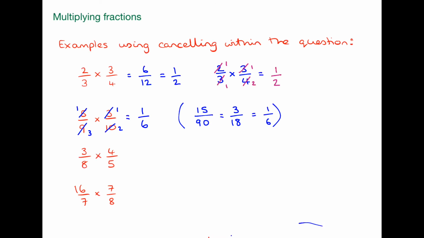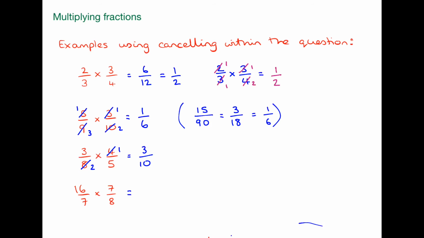So 3/8 times 4/5. So within each fraction, there is no cancelling. So we can look across the multiplication sign and see if there's anything on the top that can cancel with anything on the bottom. So the 3 and the 5 don't cancel, but the 4 and the 8 do. They're both in the 4 times table. So we've got 1 4 and 2 4s. Nothing else will cancel. So we've got 3 times 1 is 3 and 2 times 5 is 10. And that fraction won't cancel. So if you do all your cancelling properly before you work out your answer, then you'll find that your answer is already in its simplest form.